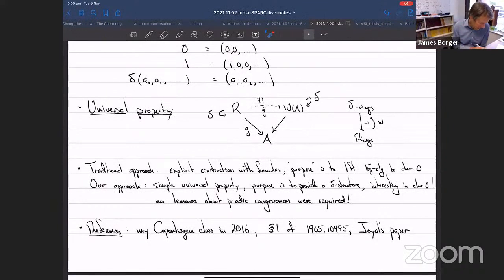And a key point is that, unlike in the traditional approach, in this approach no lemmas about p-adic congruences were required. In the traditional approach, you have to prove some, maybe not so hard, but not so easy lemmas about p-adic congruences to make the definition work. Whereas we didn't have to do any of that with this approach. Okay, and then here are these references, which I gave last time, 3 different references. So that was just a quick review of last time.